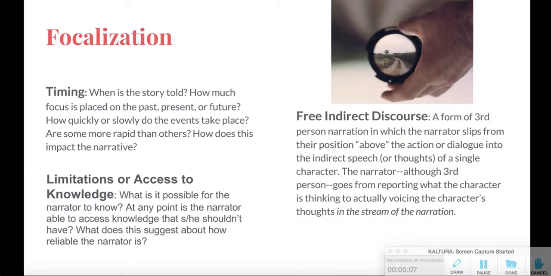Even though the narrator is in third person, he or she goes from reporting what the character is thinking to actually voicing the character's thoughts in the stream of the narration, leading us to believe that the narration is limited when in fact it is only limited to that character for a brief moment before returning to the broad scope of the whole scene or action.